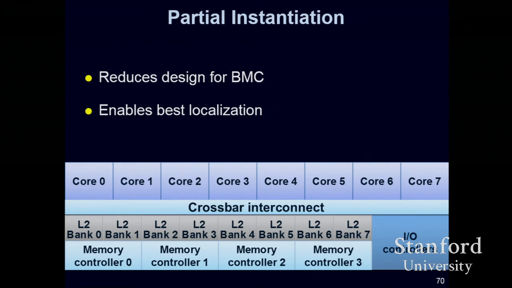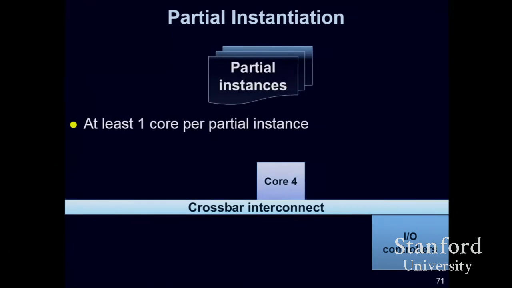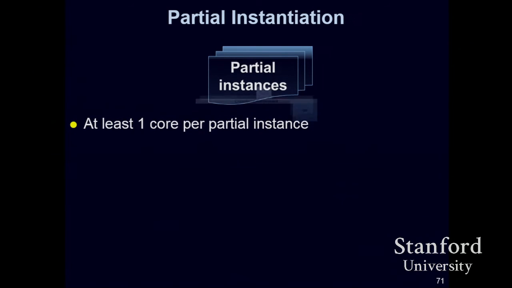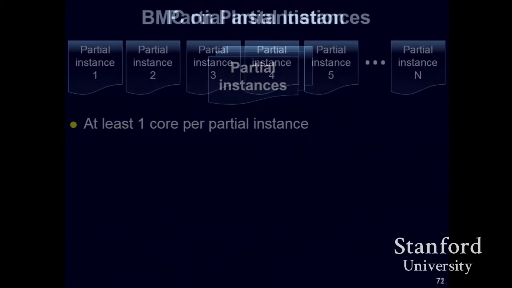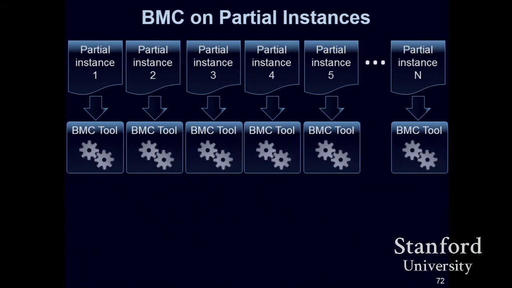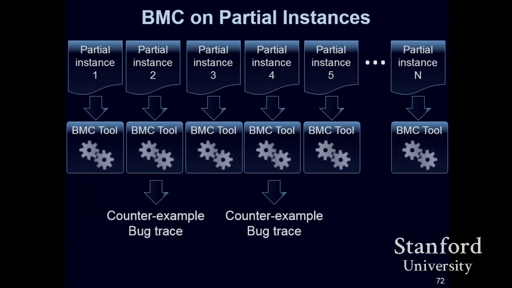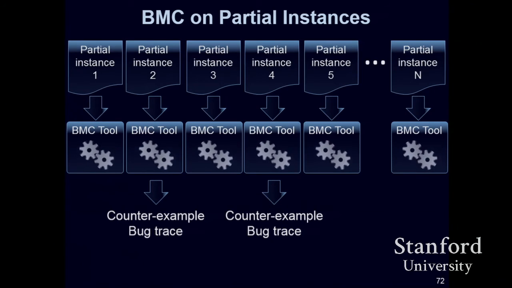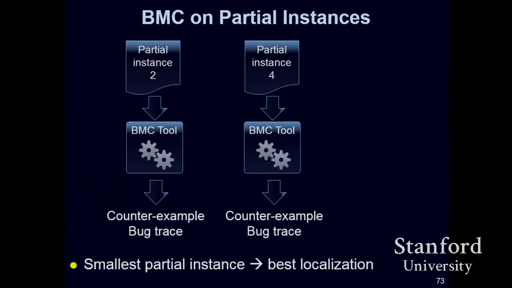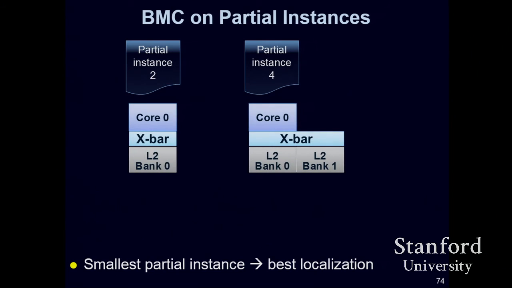So our idea is basically to just partition this up in a bunch of different ways. Pick a partition like this, pick another partition that looks like this, another one looks like this. And we're just going to run all of these different partitions in parallel. And whichever one pops out with the bug first, great, we'll take it. Furthermore, what this allows you to do is to localize with respect to the actual location, the module, in the design. So for example, if we get two results with a bug trace, then we can look at the two and say, aha, this one doesn't need that extra cache bank. We can find it with just a single cache bank.